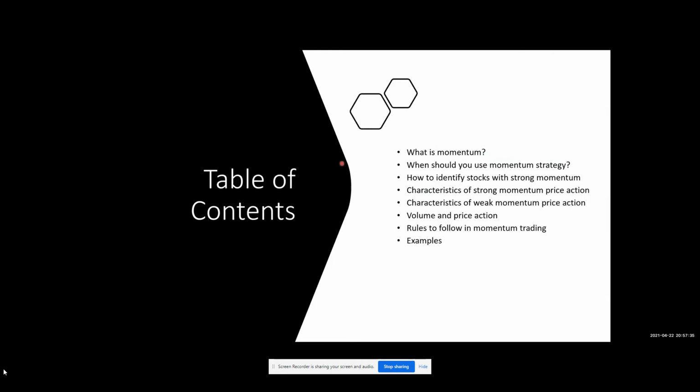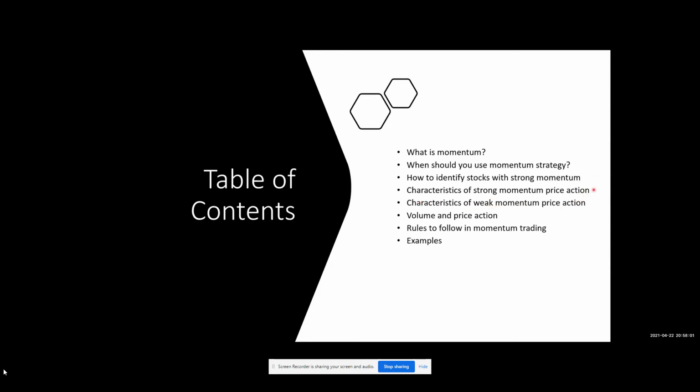Let's see what we're going to learn today. First, I'm going to talk about momentum. So I'm going to explain what is momentum and how you can relate that in trading. And then when should you be using momentum strategy? Then how to identify stocks with strong momentum. Then the next two slides are the most important slides in today's lesson. That is characteristics of strong momentum price action and then characteristics of weak momentum price action.